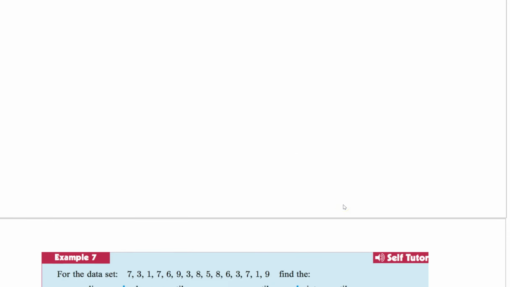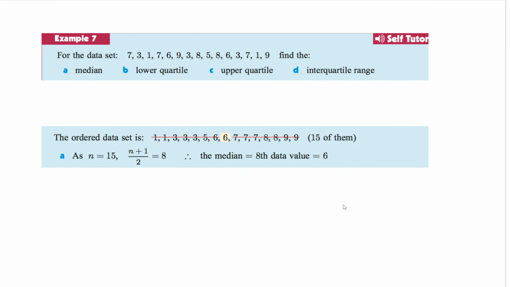So now let's do a more concrete example. Here's our set of numbers. They want us to find the median, the middle number, the lower quartile, also known as Q1, or the median of the bottom half, the upper quartile, also known as Q3, or the median of the upper half, and the IQR, interquartile range, which is Q3 minus Q1.